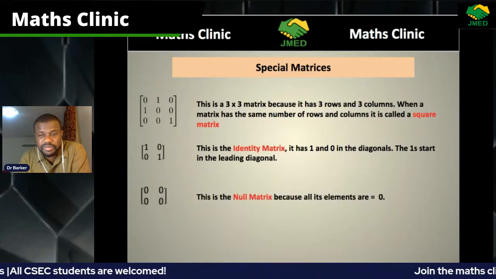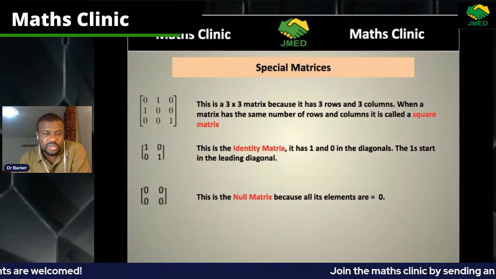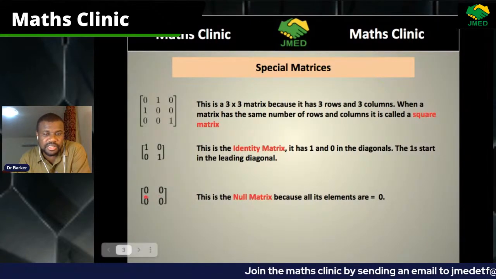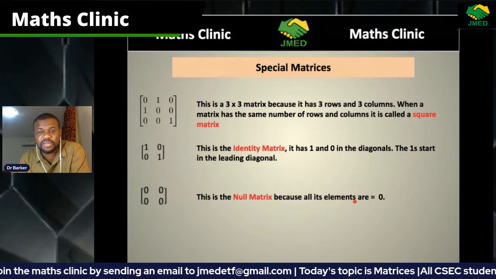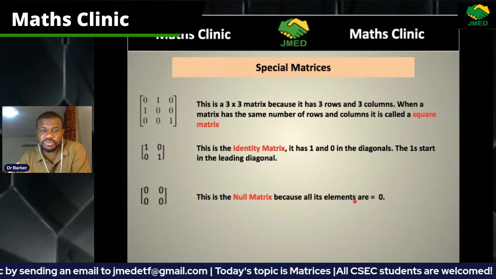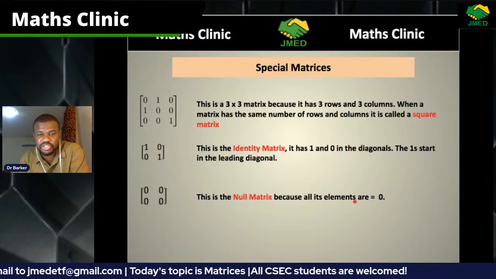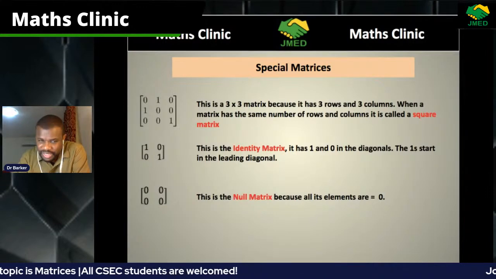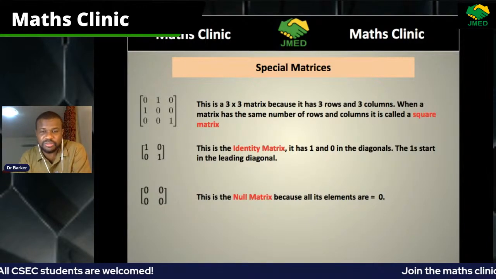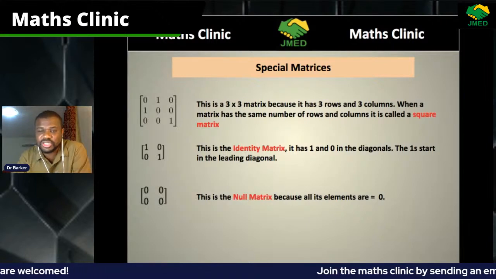All the elements in the matrix are 0. I use the term elements for the parts of a matrix; each of these numbers or objects is referred to as an element. So all the elements in the matrix are 0. That makes it a null matrix. Effectively, if you multiply by this, you'll get 0. You just get the null matrix back, and it functions just like 0.